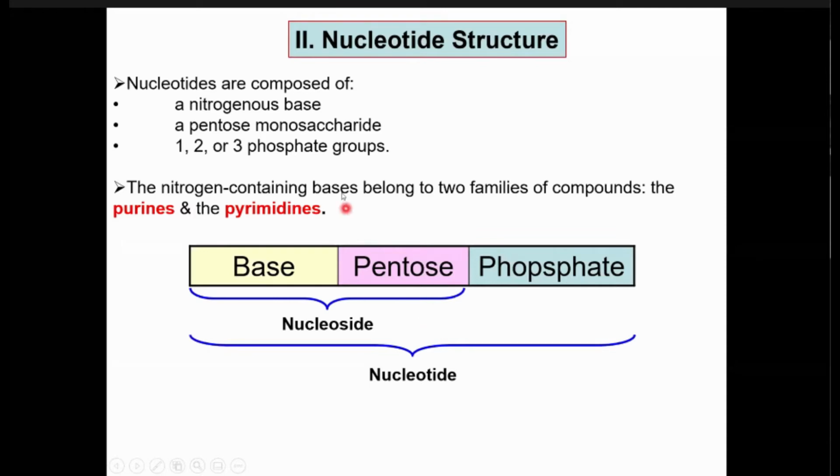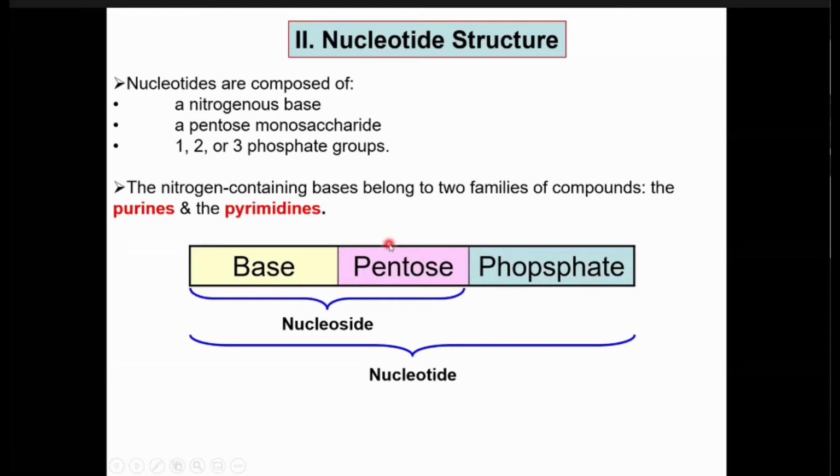Again, a nucleotide is composed of three elements: a base, what we call a nitrogenous base because it has many nitrogens; a pentose, which is a sugar, and the sugar depends on whether it's DNA or RNA; and the phosphate. When you put a base on the sugar, you have a nucleoside. When you add a phosphate to the nucleoside, it becomes a nucleotide. So we will see what is the base, what is a pentose, and what is the phosphate.